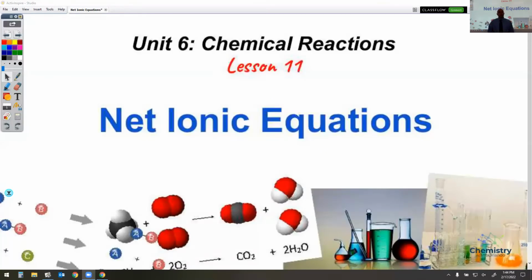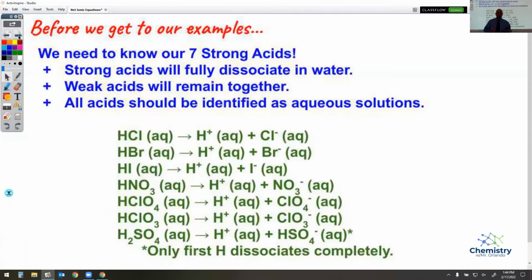Hello. Today we're going to talk about net ionic equations. Net ionic equations are simplified versions of regular equations that only show the necessary components that are changing as a result of the chemical reaction. Let's take a look. So before we get started learning about net ionic equations, there are a few things that we need to keep in mind.